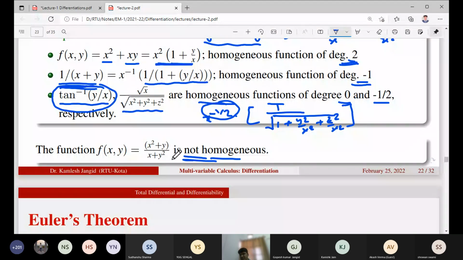So you can easily verify whether your given function is homogeneous or not. And in simple language, homogeneous means degree of each term is the same.